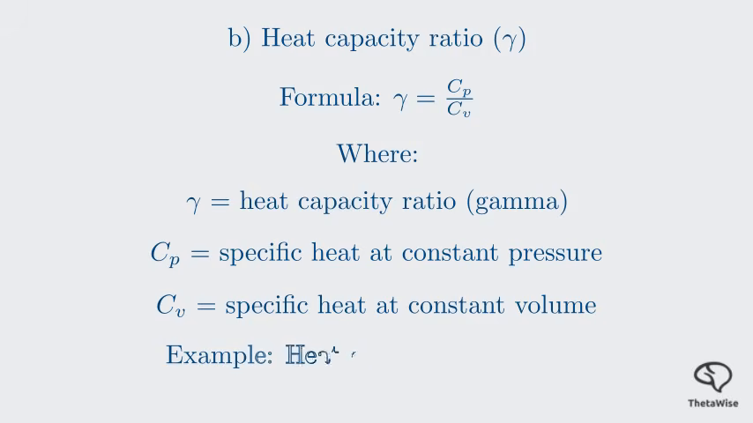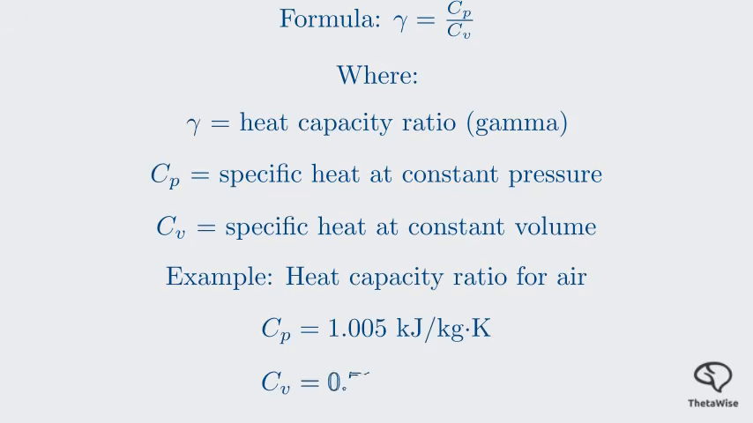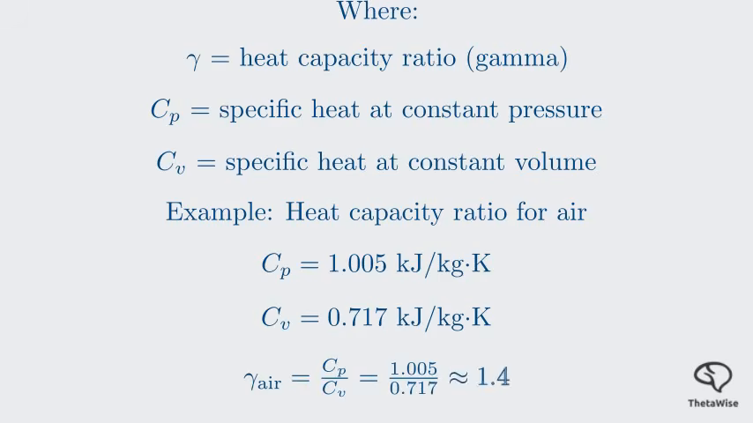Using the values for air, we can calculate its gamma. C sub P is 1.005 and C sub V is 0.717. Dividing them gives us a value of approximately 1.4 for air. This value of 1.4 is very common in many engineering calculations.